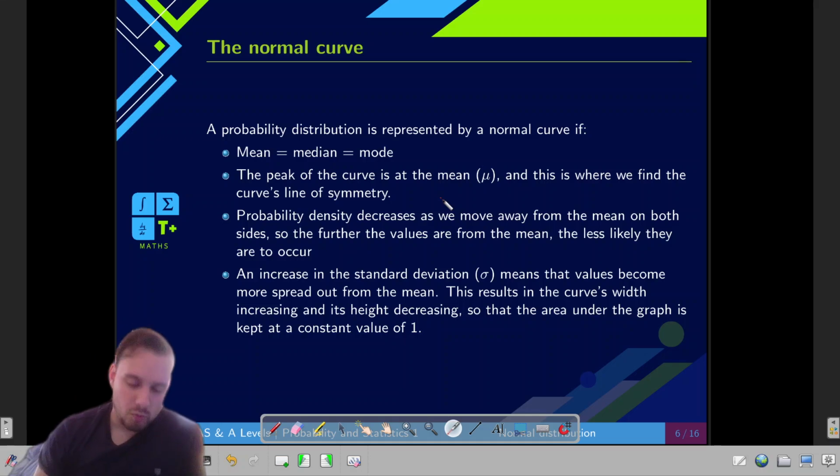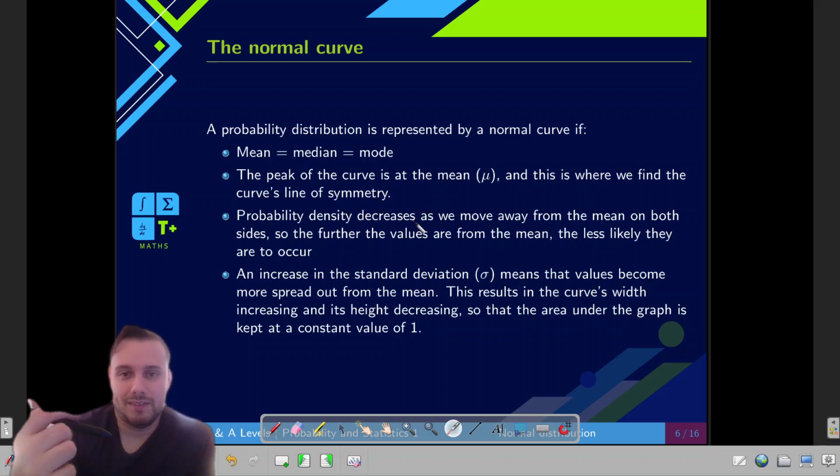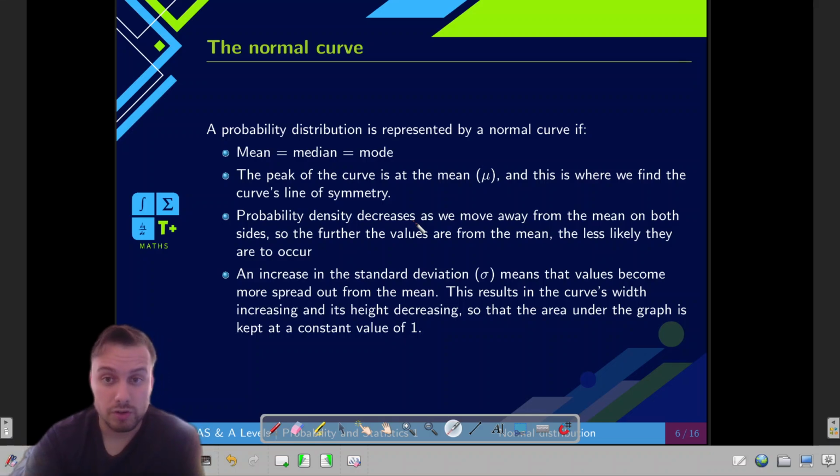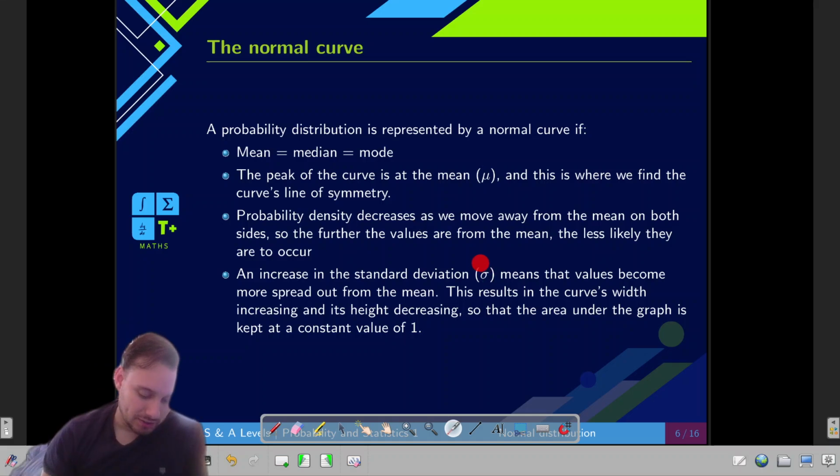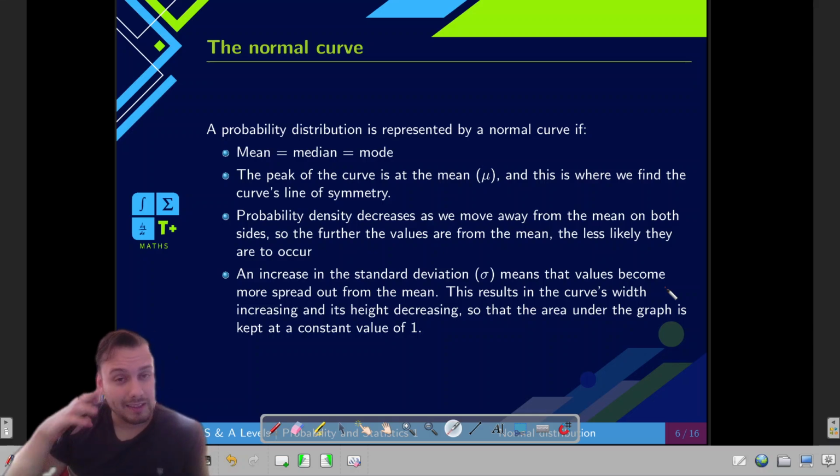As we move away from the mean on both sides, the probability is going to decrease, meaning that the further the values we're looking for are from the mean, the less likely they are to occur. The probability is going to be lower. And if we have an increase in the standard deviation, this means that the values will be more spread. Okay, so let's take a look at this with some examples that I believe will help you understand what we're talking about.